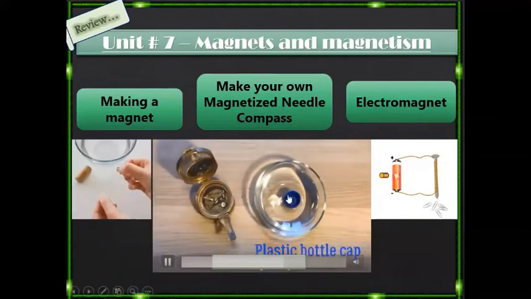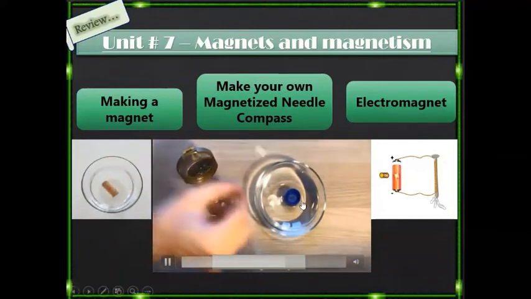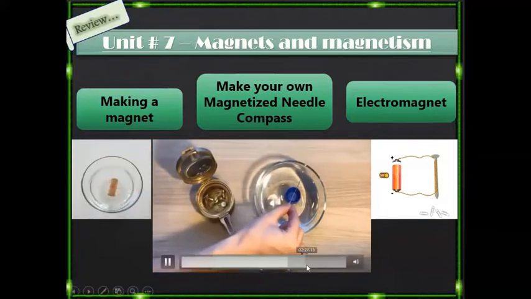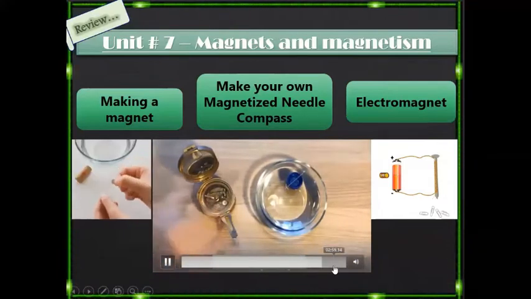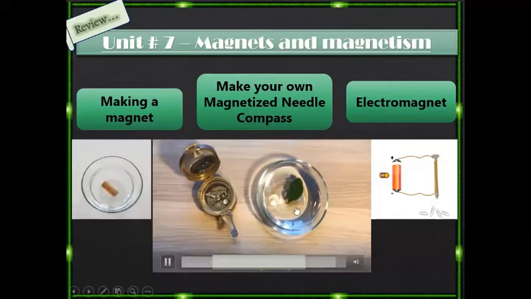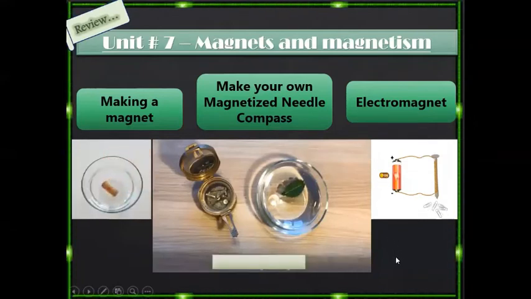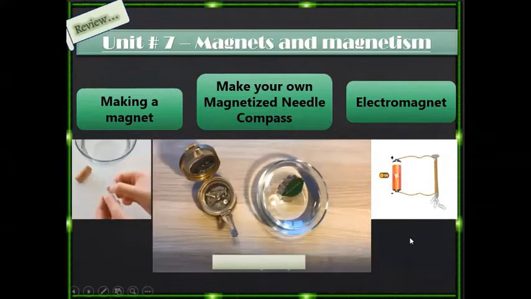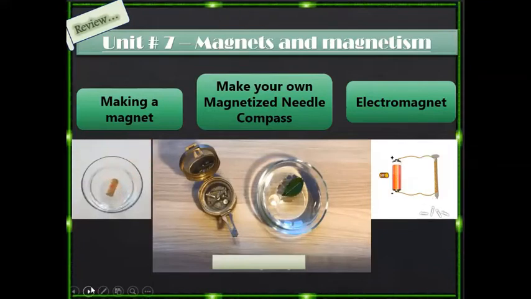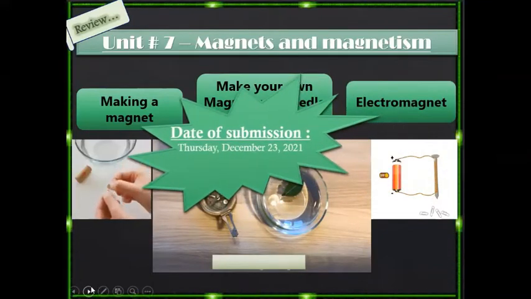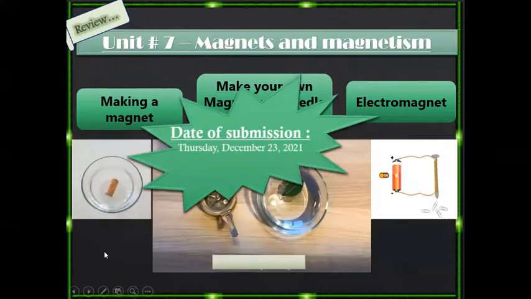You can use a plastic cap as well to put your needle, no problem. And you can use a leaf as well to show the direction. These all three projects I already posted in the Google Classroom. You can watch the video again, make your own choice to make any one project and attach the explanation in the Google Classroom. The date of submission will be December 23, the day is Thursday.